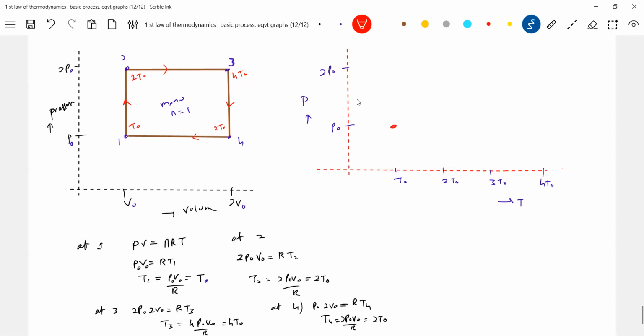Don't plot any curve yet. Then at 2, what is the pressure? 2P naught, temperature 2T naught. So 2P naught, 2T naught, the point should come here. Roughly, later on we'll try to do a correction if the curve is not suitable. At 3, 2P naught, 4T naught, the point will be here. For 4, P naught, 2T naught. Okay, let's go for the curve now. The curve has to be brought here.